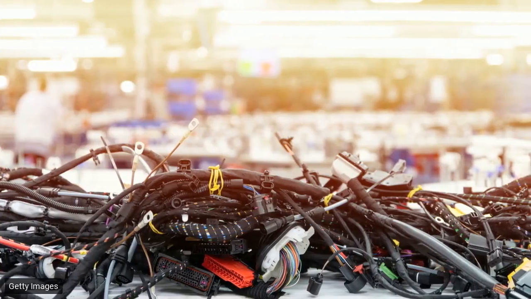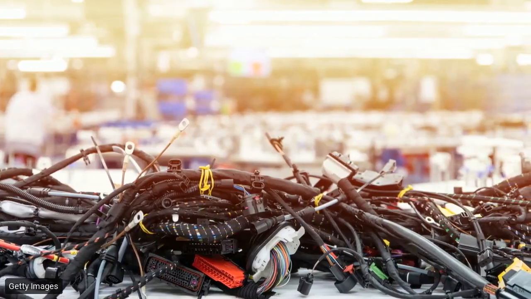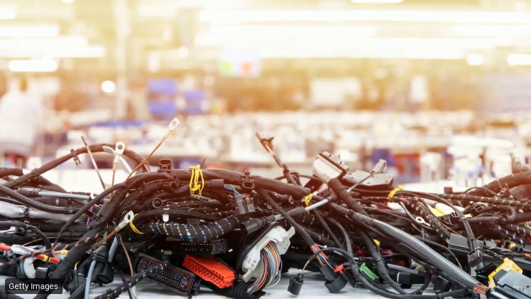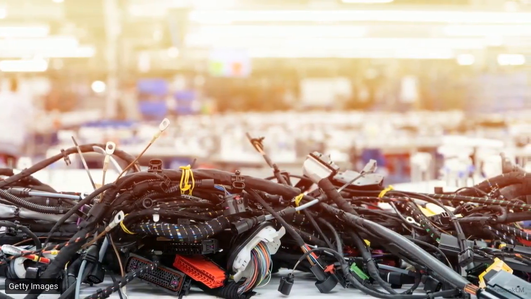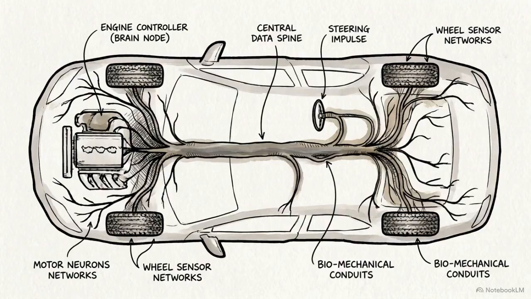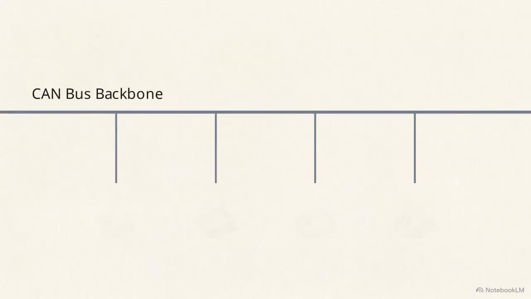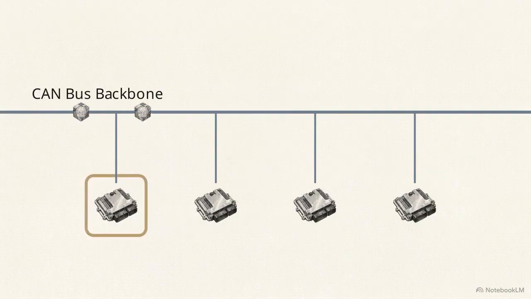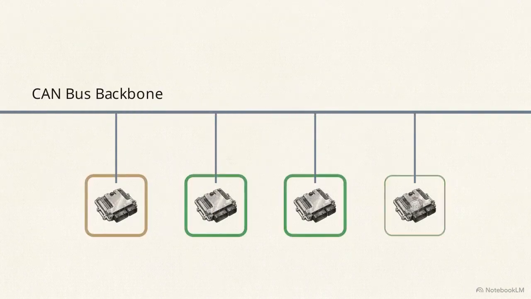Early vehicles relied on point-to-point wiring, where every single switch and sensor required its own dedicated cable, resulting in massive tangled harnesses. The Controller Area Network, or CAN bus, solved this by acting as a central nervous system. Instead of individual wires, electronic control units broadcast their sensor data over a shared bus, making it available for any other module to read simultaneously.